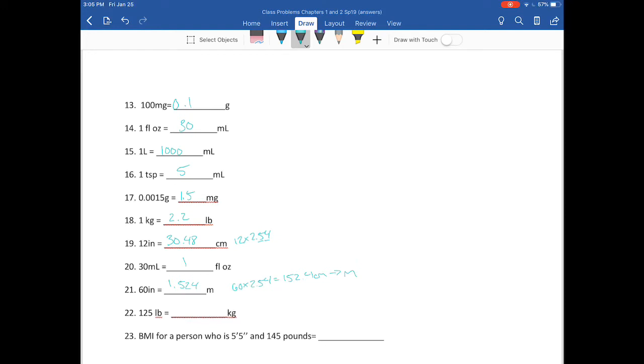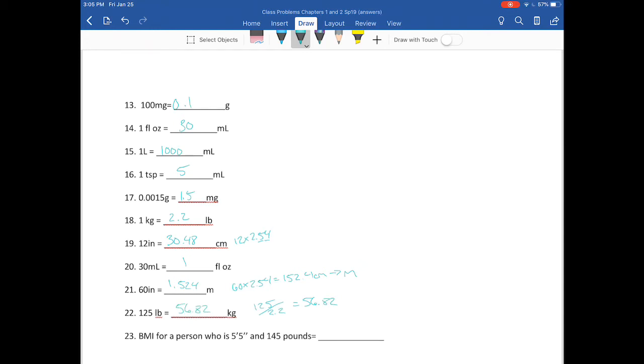So once again, we're now going to convert pounds to kilograms. And if we go from pounds to kilograms, we're going to take 125 pounds. And when we go from kilograms to pounds, we're going to be multiplying by 2.2. So when we go in reverse, we're going to be dividing by 2.2. And that's going to equal 56.82.